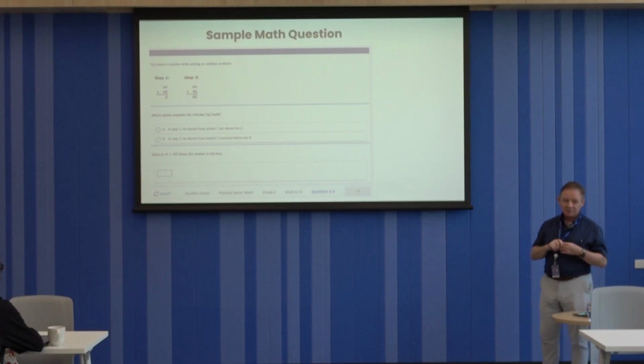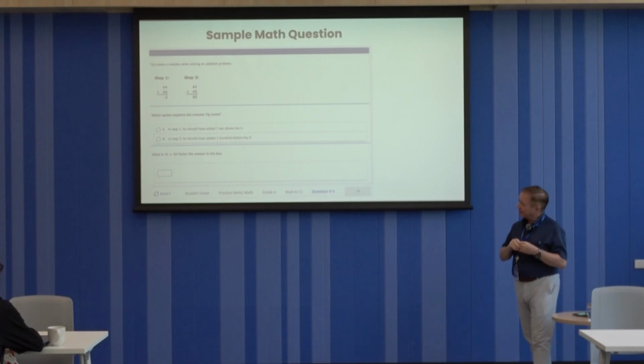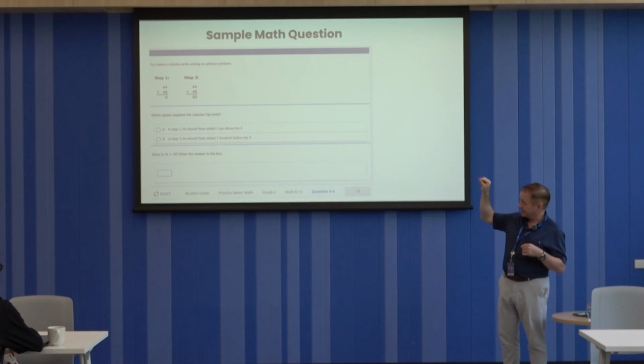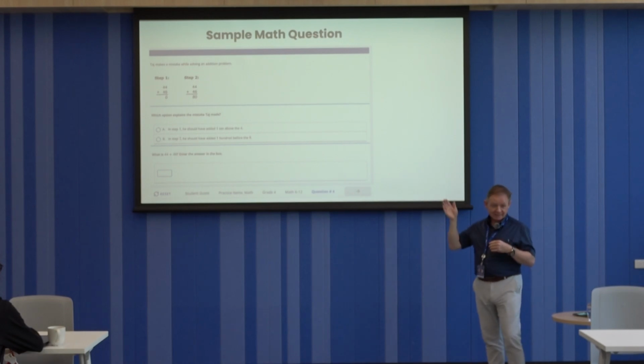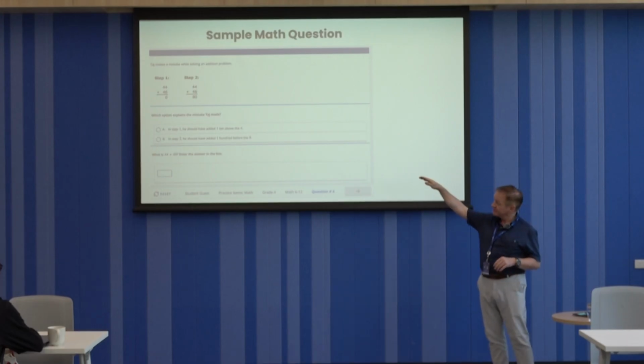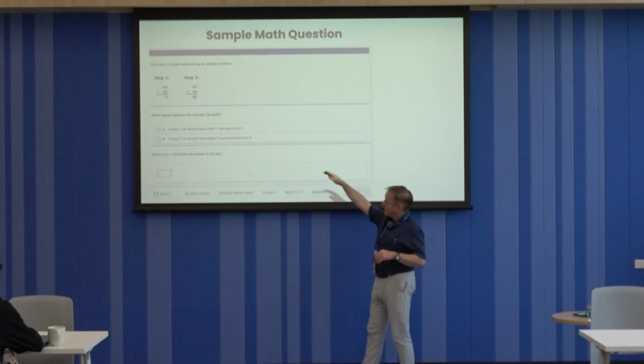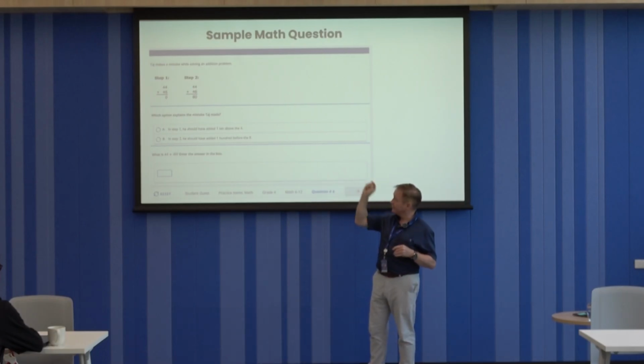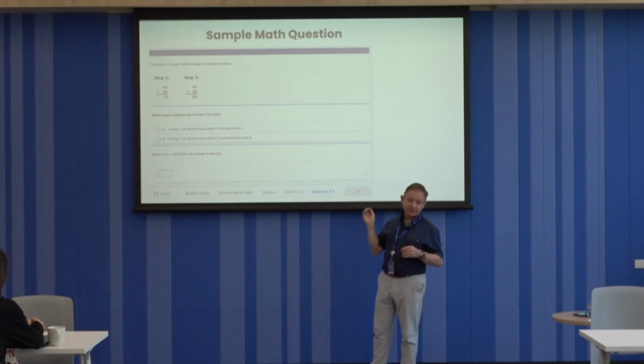So this is an example of a math question. I think it's from grade 3. In step 1 here, the child adds the 4 plus the 6 and they put down a 0. And in step 2, they add the 4 10s and the 4 10s and they put down an 8. So they have the wrong answer. They've made a mistake. And the question is, what mistake have they made? So A: in step 1, Taj should have added 1 10 above the 4. Or B: in step 2, he should have added 100 in front of the 8.